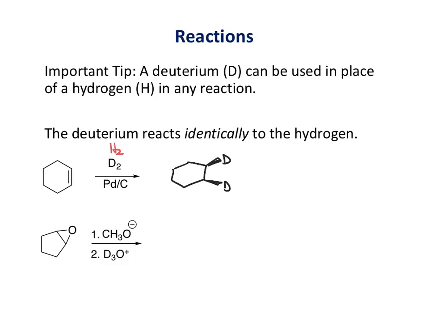Okay, why is this used? Well, it gives you a way to analyze reactions for stereochemical outcomes and some other mechanistic insights. If you just did this reaction with hydrogen, you wouldn't know if the hydrogen necessarily added cis or trans by looking at the product. But if we use deuterium, we can see that both deuteriums added in the same direction.